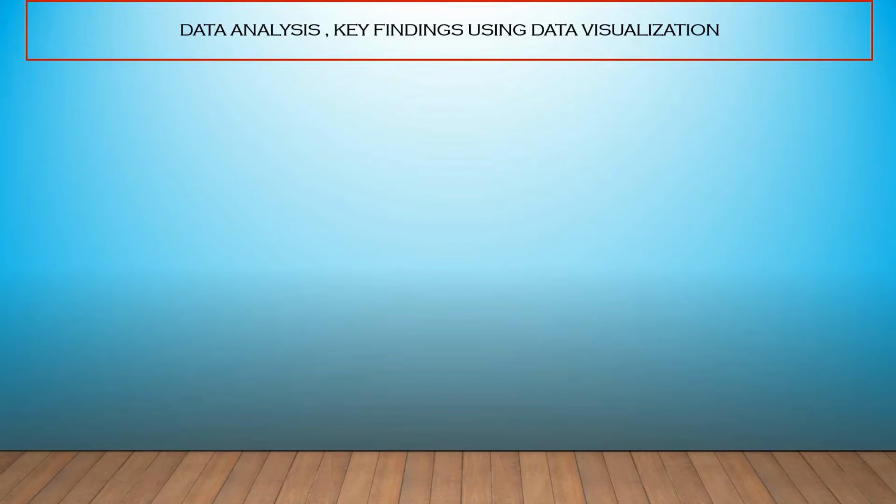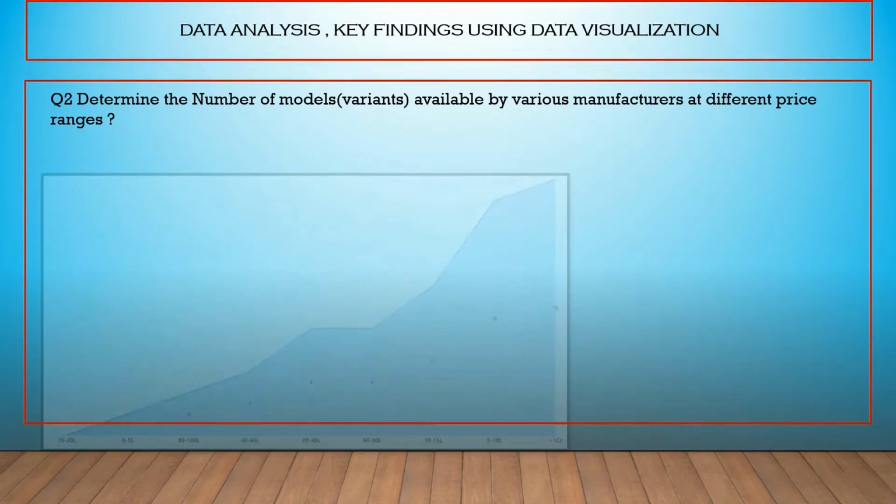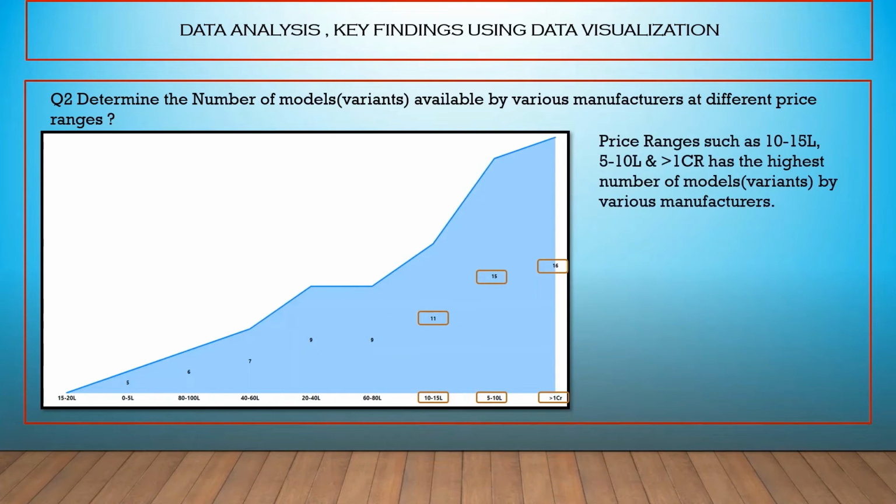Our next objective was to determine the number of the models or variants available by various manufacturers at different price ranges. We've used the area chart to identify the above objective. Here we can see that the price ranges such as the 10 to 15 lakhs, 5 to 10 lakhs, and the above 1 crore price range has the highest number of models or variants by various manufacturers.